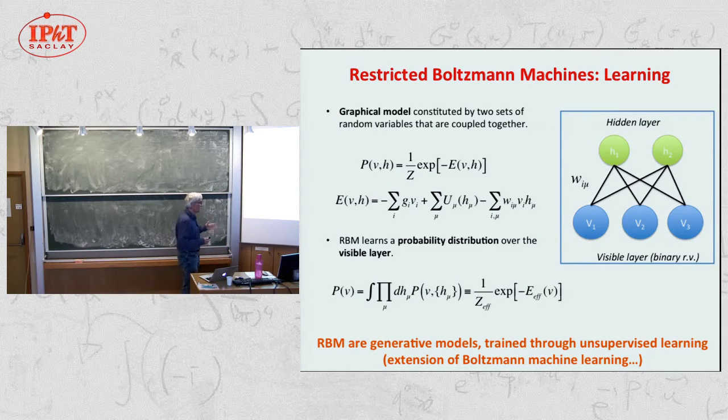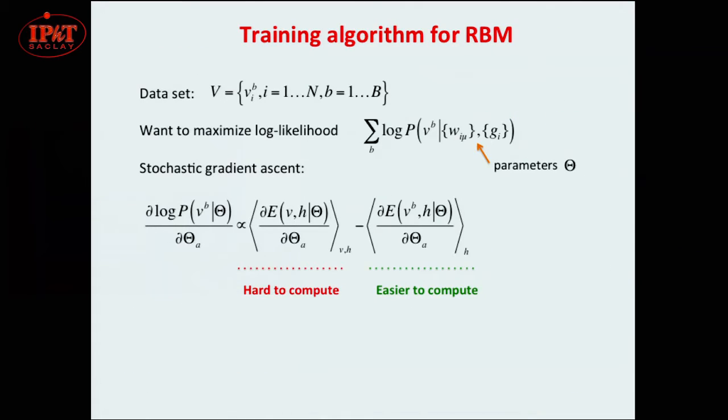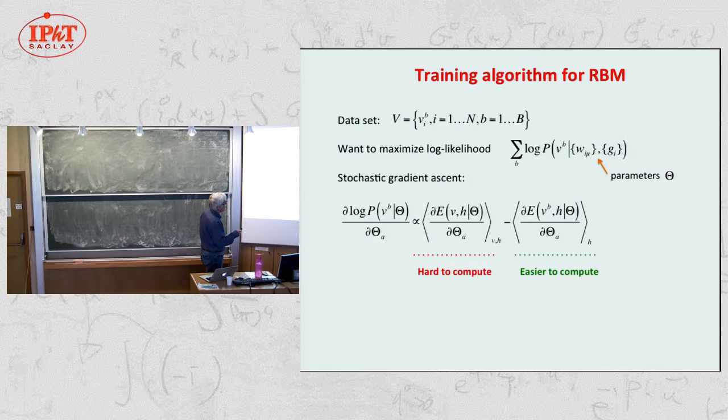Okay, so this is unsupervised learning. Just to be a little bit more precise, you will see a connection with Hebbian learning. So how do we do that? We want to maximize the log of P of v_b. Here b is the index of the configuration we have in our data set.